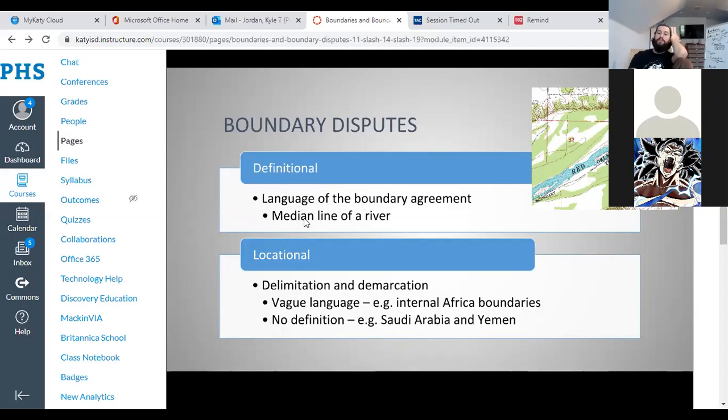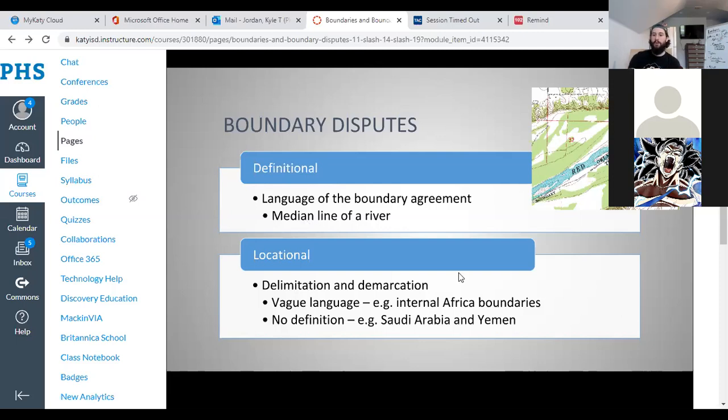Okay. Then there's locational. Locational deals with delimitation and demarcation. So, as far as delimiting, where we draw it, if it's a line in an area that isn't accurate, all right, people can be upset about that vague line. They can be upset about the definition used. They can be upset about vague language.